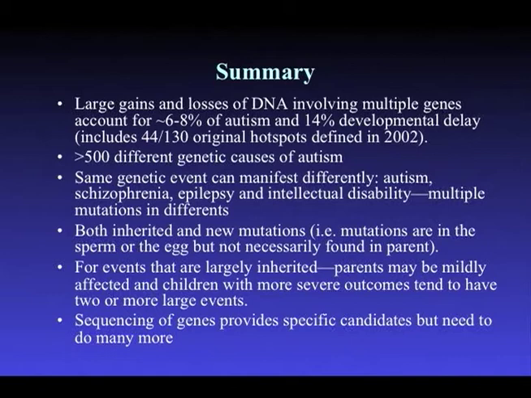And finally, sequencing of these genes, I think, is providing the specific candidates, but the upshot is that we need to do many, many more exomes before we'll start to see recurrence. But we're starting to see recurrence already, which is a really good sign. That means we're starting to see the same genes hit more than once.